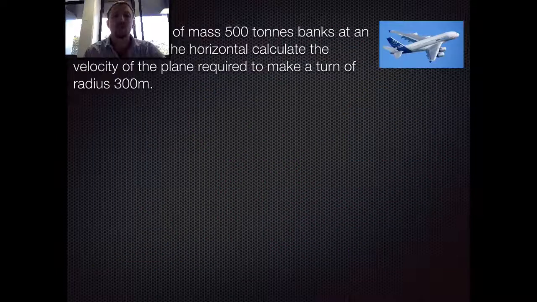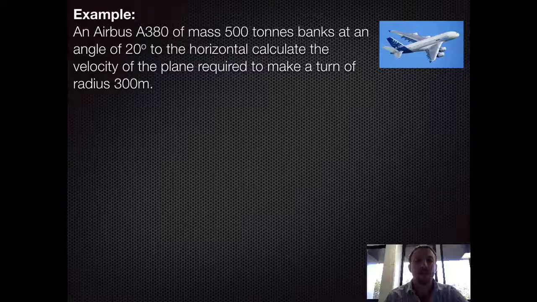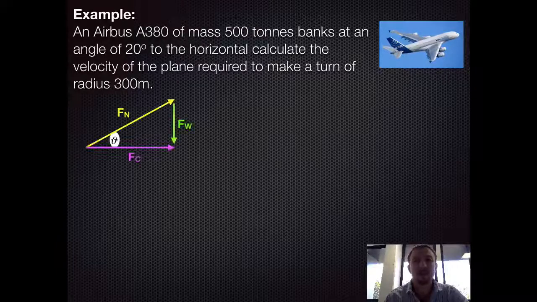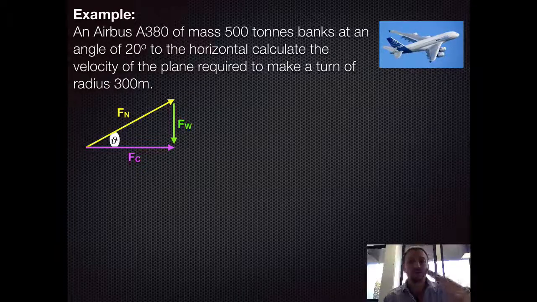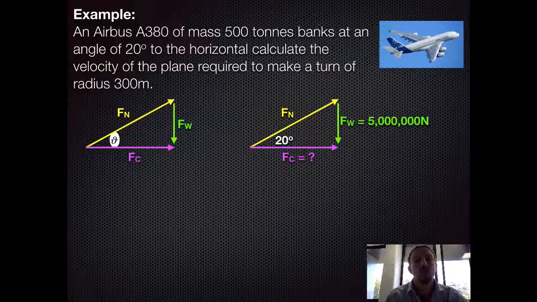So let's have a look at a quick example. Here we've got an Airbus A380 of mass 500 tons, which is banking at an angle of 20 degrees to the horizontal. And we're going to calculate the velocity of the plane when it's required to make a turn of radius 300 meters. So here's our vector triangle. We've got weight force acting down, we've got the lift force as it banks round, and notice that it's banking at an angle of 20 degrees.